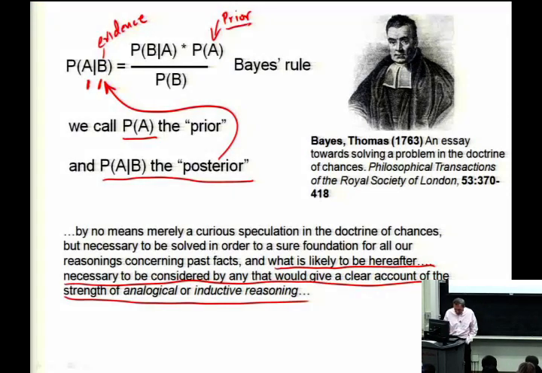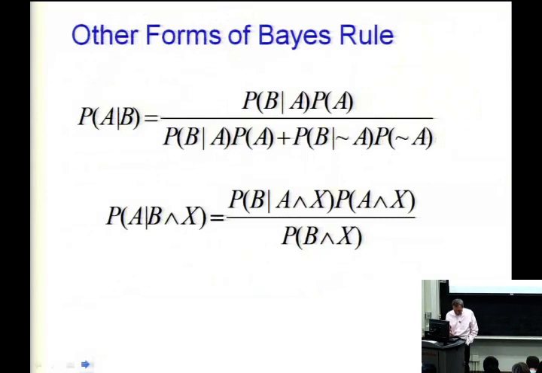So for that reason, we often talk about this as a prior, the prior that you had the flu, and the posterior probability, for example, the posterior that you have the flu, given the evidence that you just coughed.